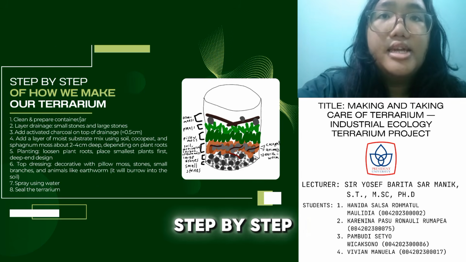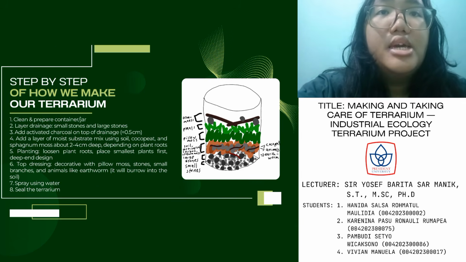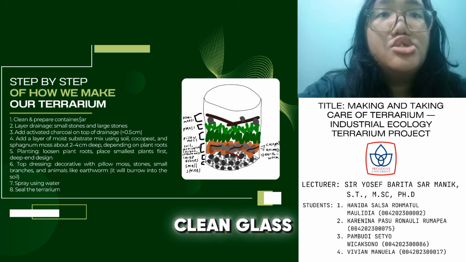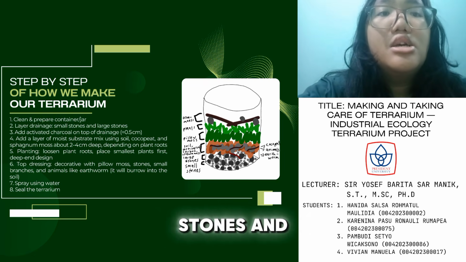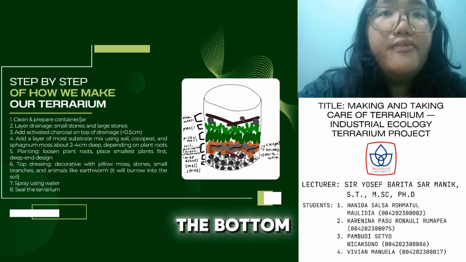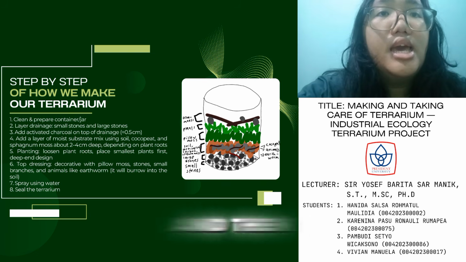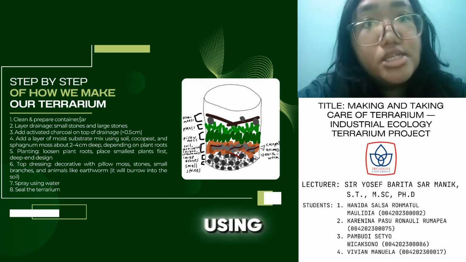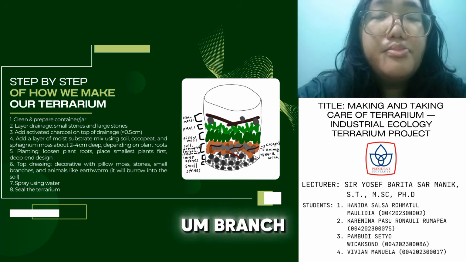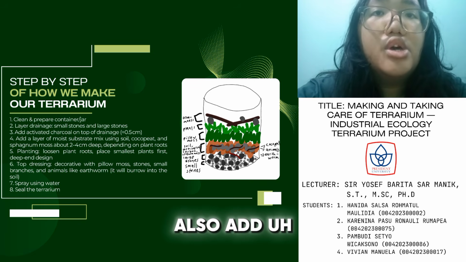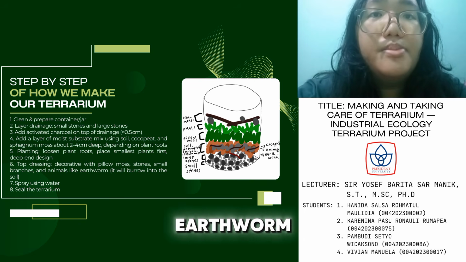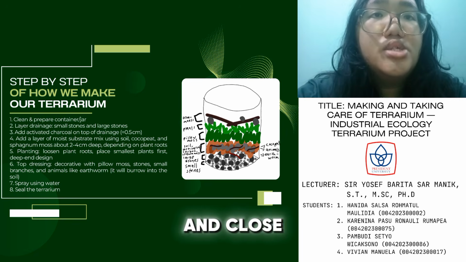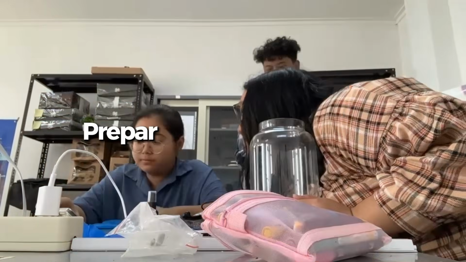So for the step by step, here's how we made our terrarium. First, we prepare a clean glass jar, and then we added the small stones and also large stones at the bottom, followed by the soil and charcoal mix. And then after that, we place some pillow moss on top and arrange our decoration using plants and also branches, etc. And then we also add animals like earthworm, and then we water it lightly and close the lid to keep the moisture in.